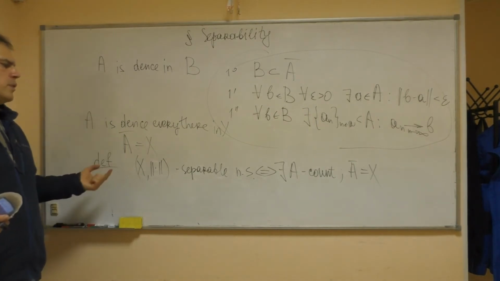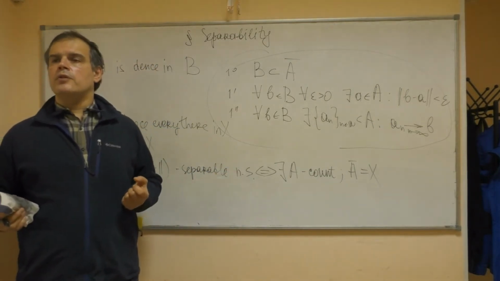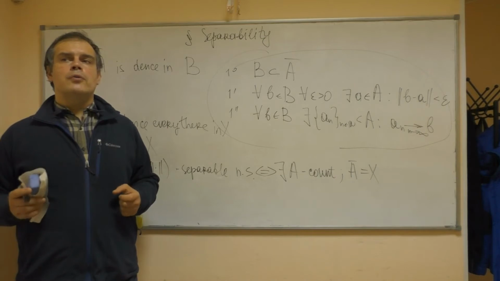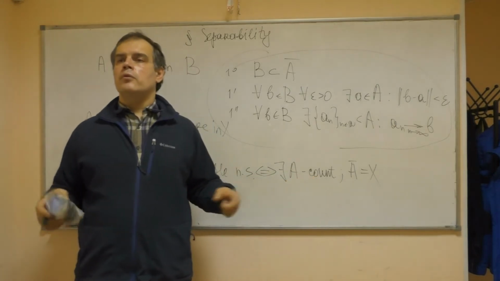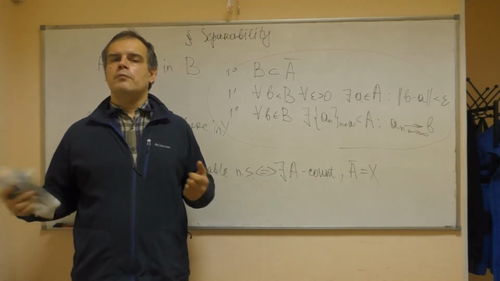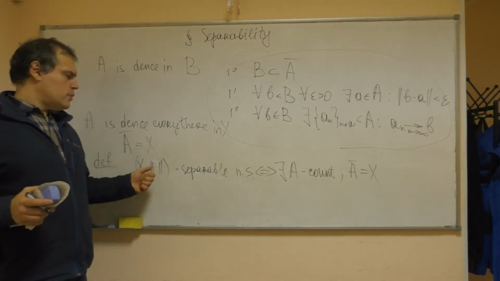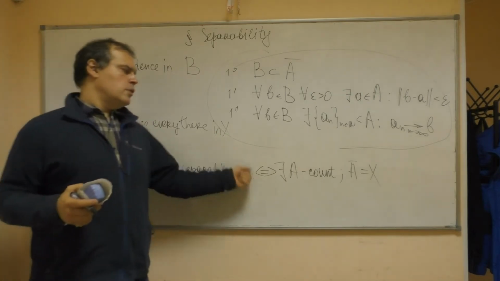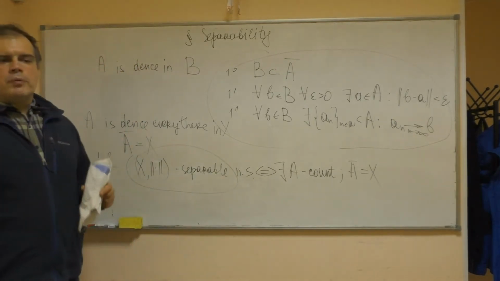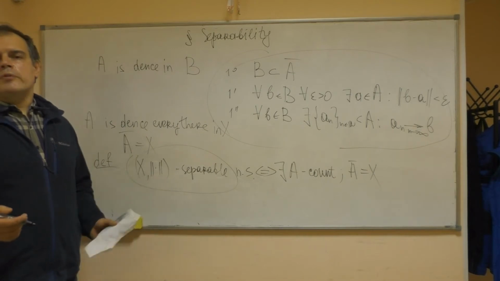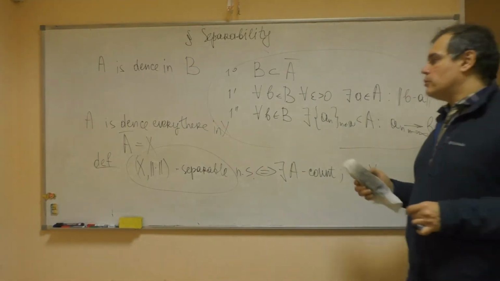Once more, a space is separable if we can find such a set that is small enough to be countable but large enough to be everywhere dense. So if we can find such a set, our space is separable. If we cannot, it is not separable. So it is like completeness. It is a property, an attribute of a whole normed space. Some spaces are separable, some are not.